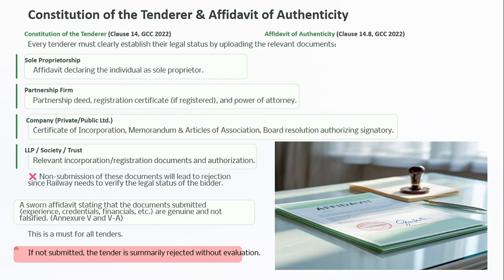This is a must for all tenders. If not submitted, the tender is summarily rejected without any evaluation. Affidavit of authenticity, clause 14.8.